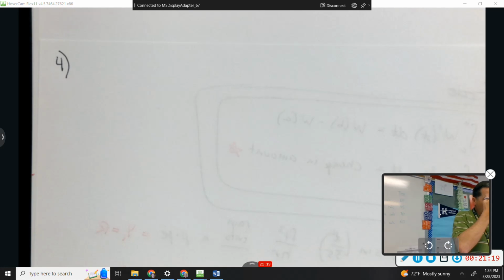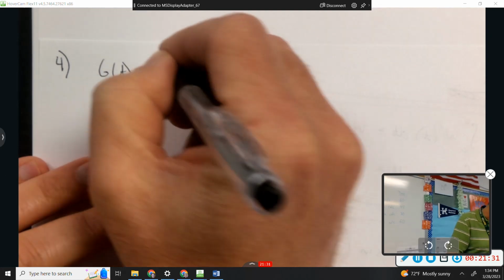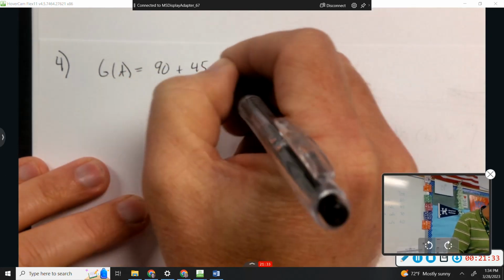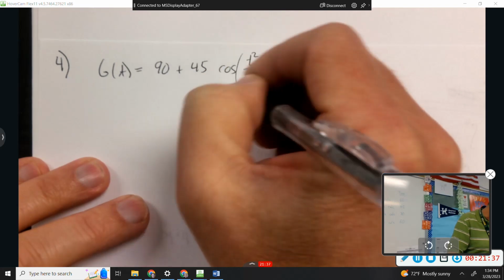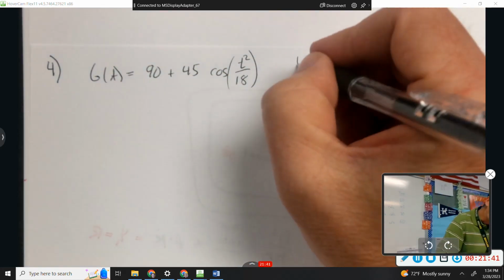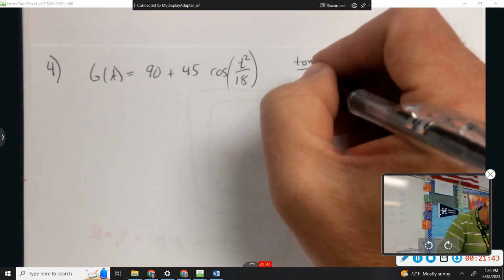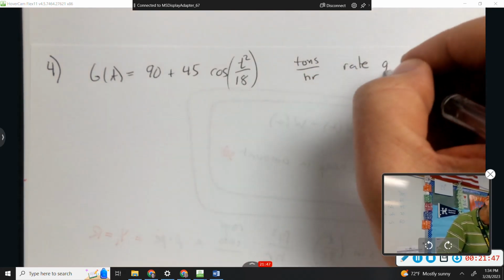On a certain workday, the rate, in tons per hour, at which unprocessed gravel arrives at a gravel processing plant is G of T equals 90 plus 45 cosine of T squared over 18, tons per hour. That's the rate gravel arrives.